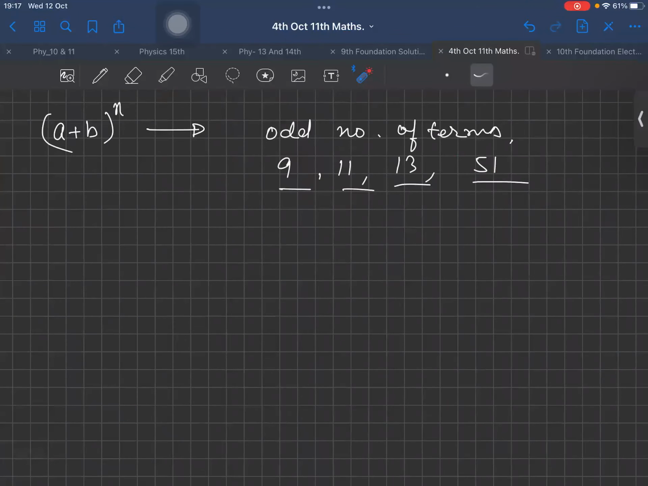If the number of terms is odd, you will add 1 more. So how many terms are there? n plus 1 terms.